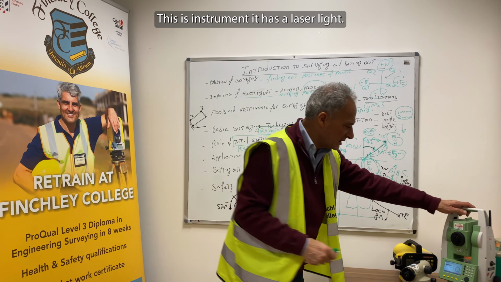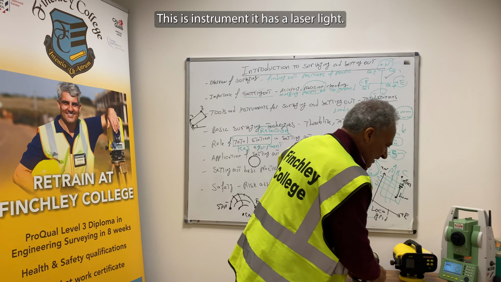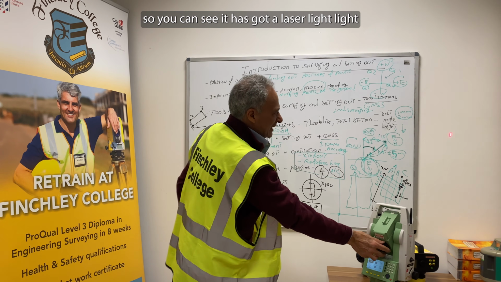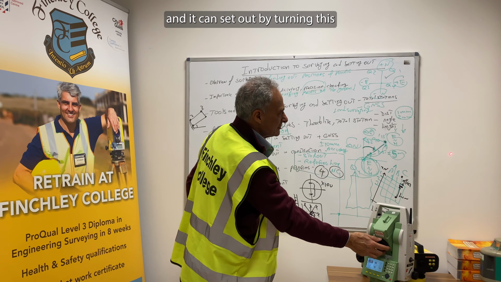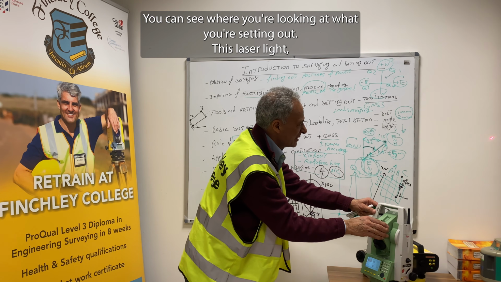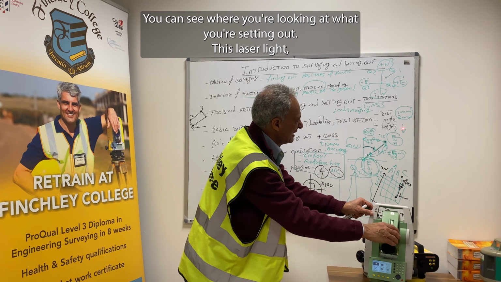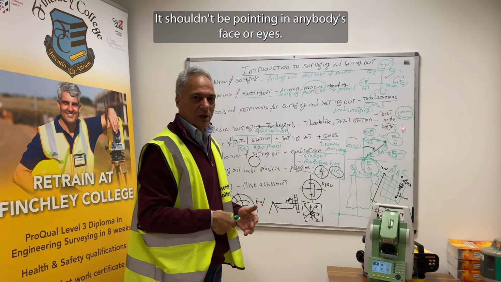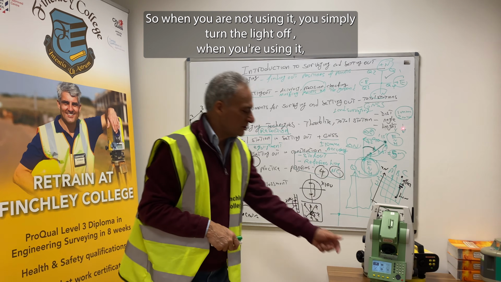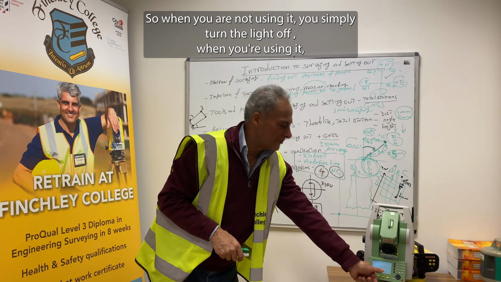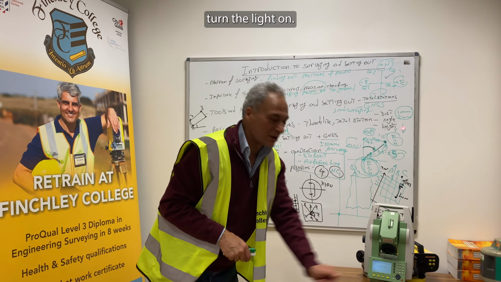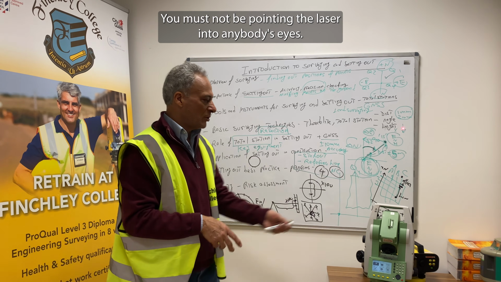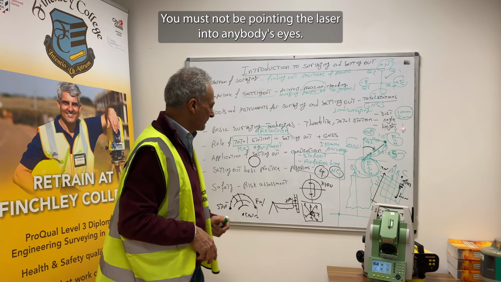This instrument has a laser light. So you can see it's got a laser light, and you can set out by turning this. You can see where you're looking and what you're setting out. This laser light shouldn't be pointing in anybody's face or eyes. So when you're not using it, you simply turn the light off. When you're using it, turn the light on. That is a safety risk assessment. You must not be pointing the laser into anybody's eyes.